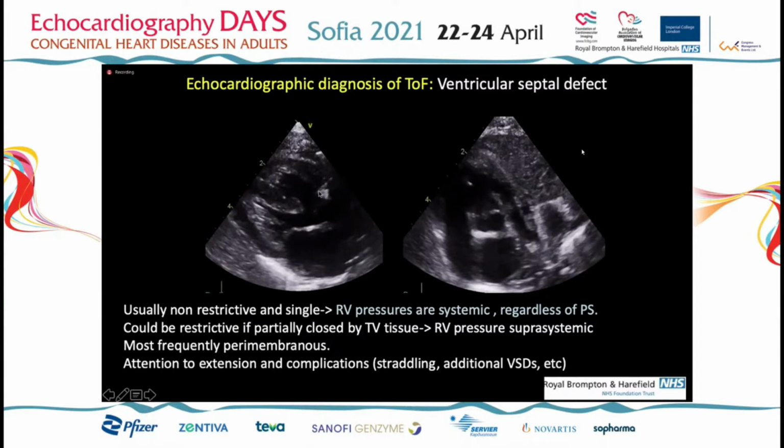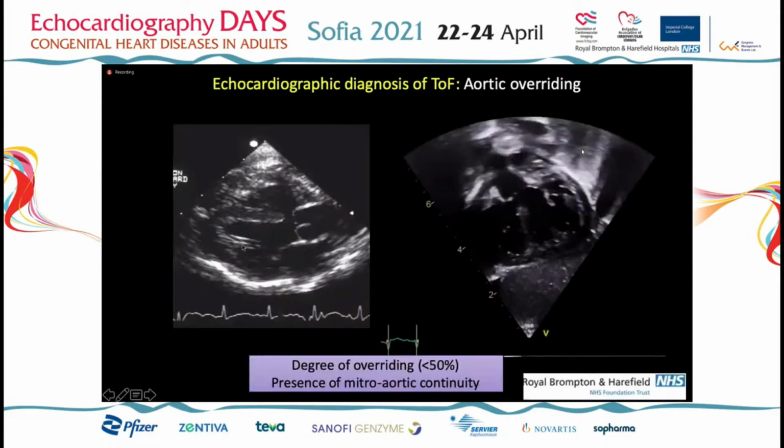Sometimes when the defect is partially closed by tricuspid valve tissue and gives rise to a small ventricular septal defect, in case there's important pulmonary stenosis, then the right ventricle would be at suprasystemic pressure. So that patient would do more badly than if there were a bidirectional shunt, which can help a bit like an escape for the overpressure on the right side.